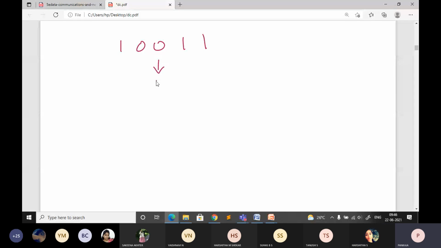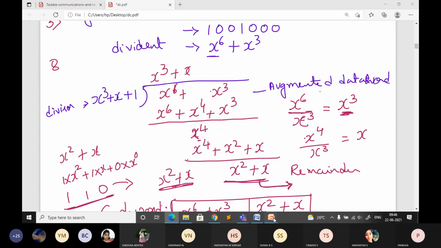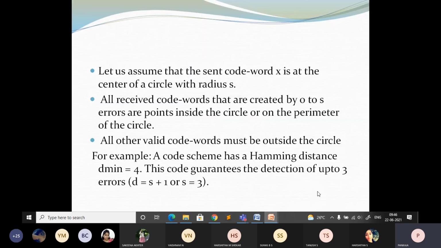If you know binary to polynomial, you can convert polynomial to binary. So you check which are the terms that are 0, you need to remove in the polynomial. And wherever the term is missing in the polynomial, you need to consider it as 0 in the binary. That's all. Okay, ma'am. Understood. Okay, so this is all about the polynomial.